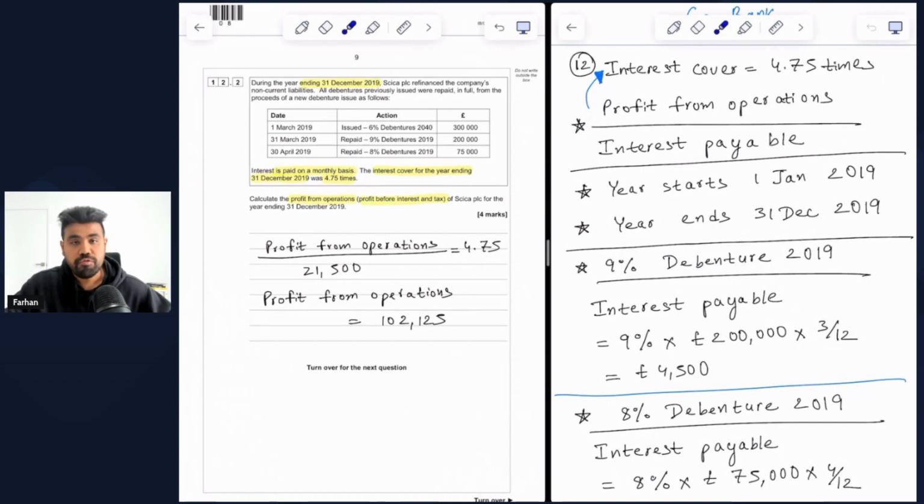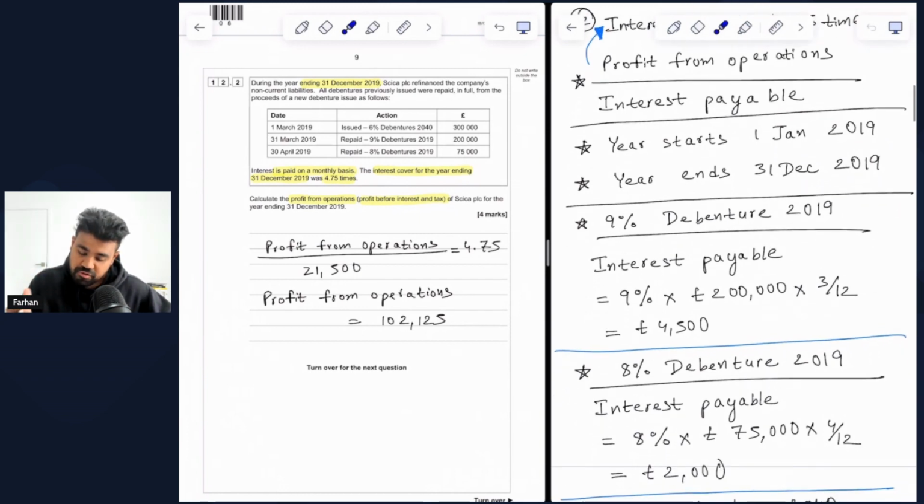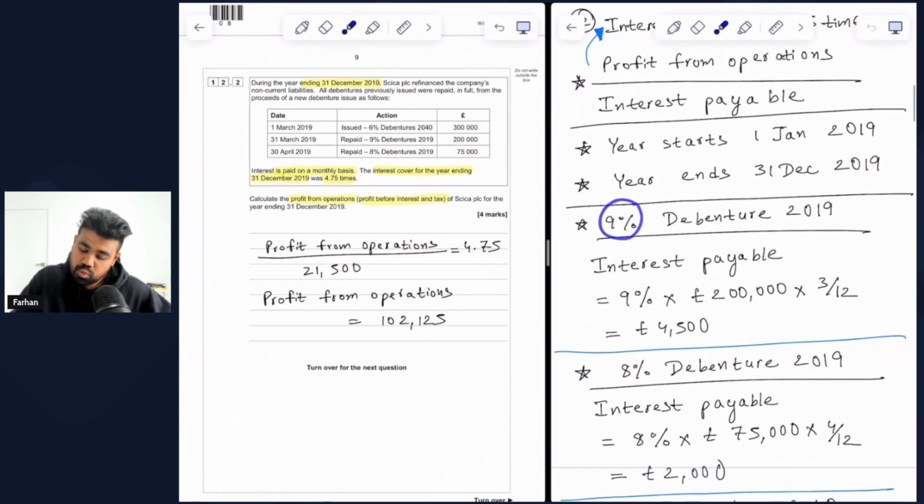So what we're going to do first is calculate the total interest that the company has to pay for the year ending 31 December 2019. What we can understand is that the financial year starts at 1 January 2019 and ends on 31 December 2019. So let's look into the debentures that we have. Let's look into the first debenture with a 9% interest rate that we have repaid in 2019.